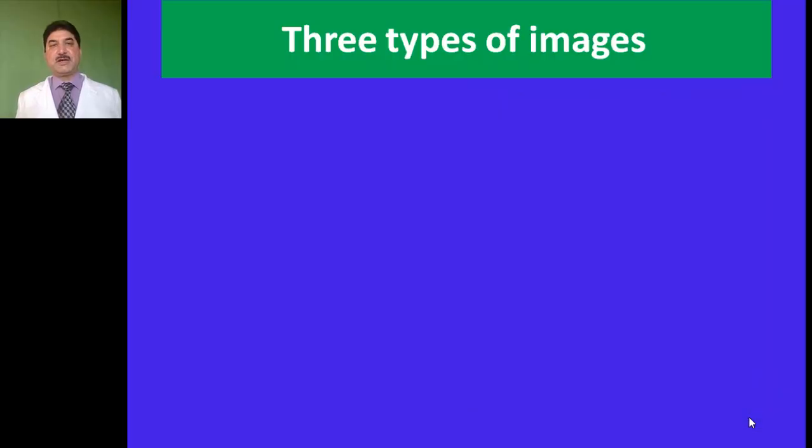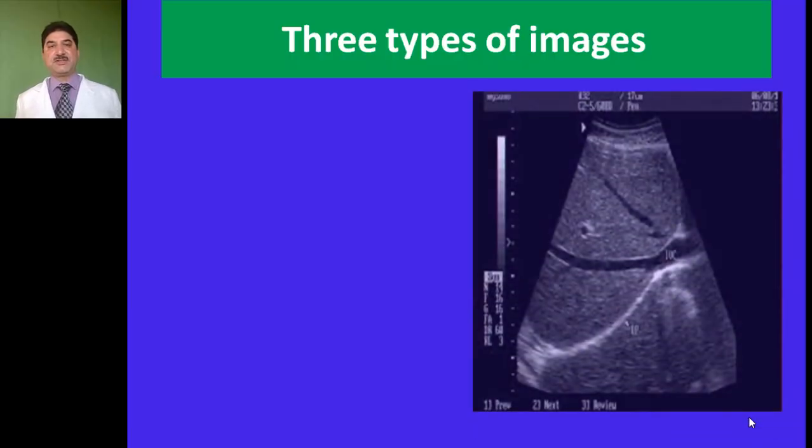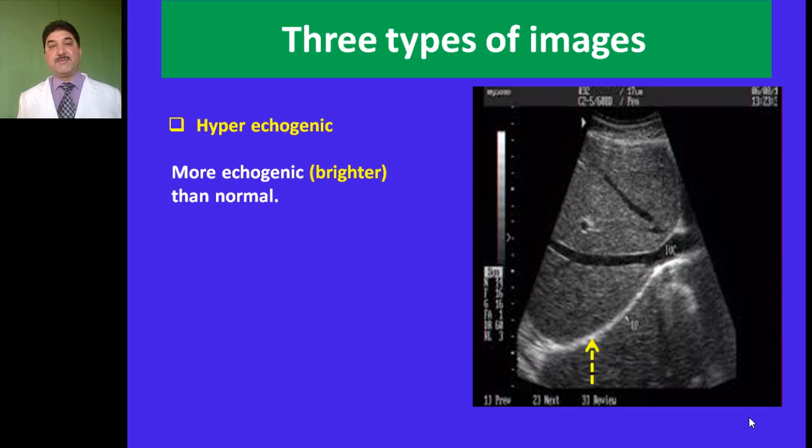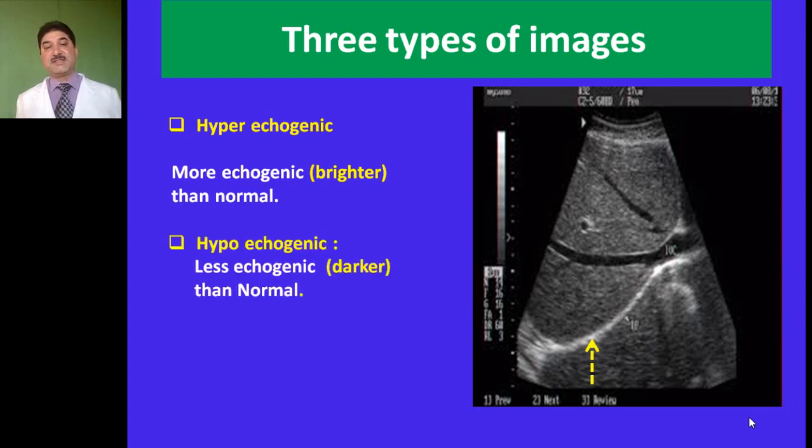As already said, in ultrasound we get three types of images. Hyperechogenic, if they are more echogenic or brighter than normal. In this picture, the diaphragm appears hyperechogenic. This is because it contains muscle, unlike the surrounding structures. Hypoechogenic is less echogenic or darker than normal.